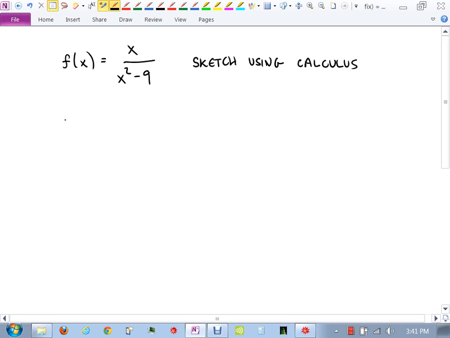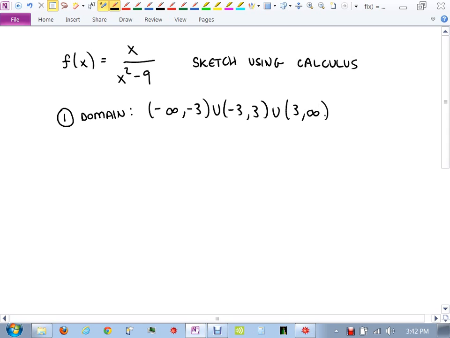The first step, you should have your notes printed out for chapter 4, so I'm going off of that. First step is domain, right? What is the domain of this function? Everything except negative 3 and positive 3, right? Those are the only two. So the way we say that: negative infinity to negative 3, union, negative 3 to 3, union, 3 to infinity. That's the interval way of notating the domain.